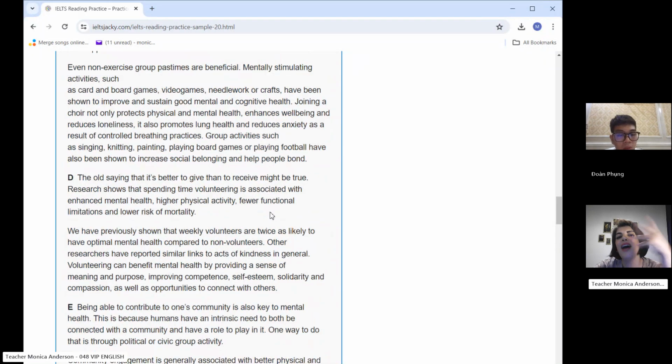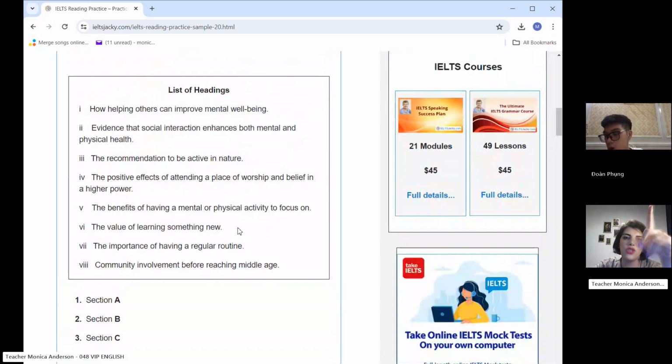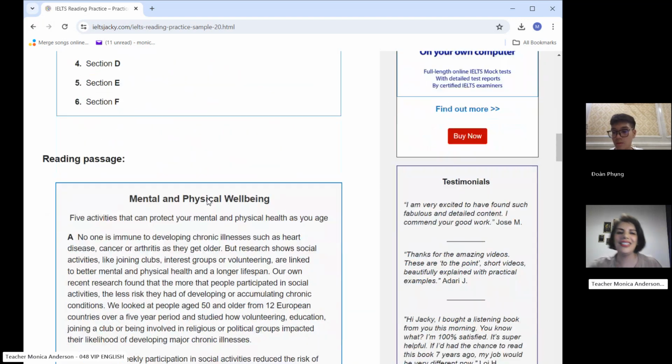Now let's check. Of course, we know the answer because, you know, just one left. Worship, religion, belief in a higher power. So, of course, positive effect. So this is the answer.